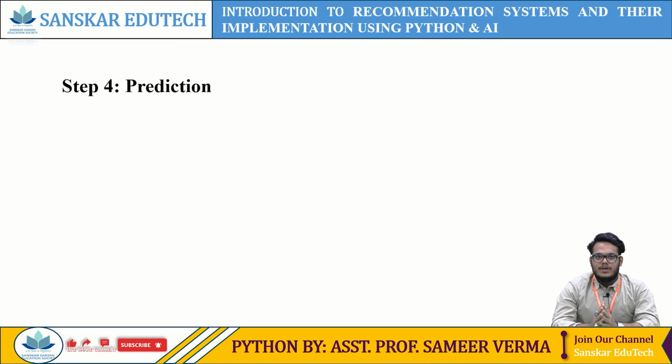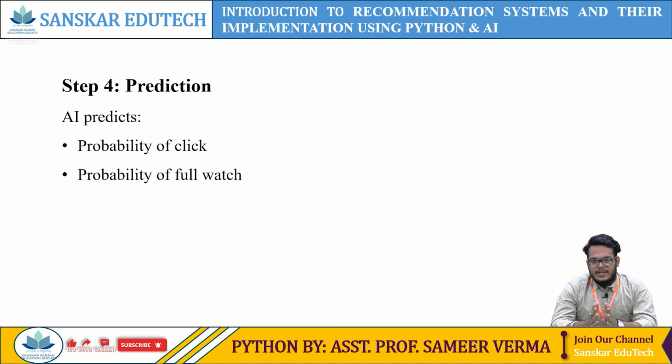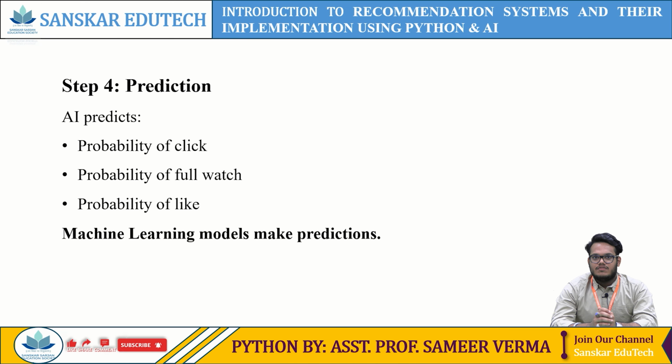Now the last step, prediction. Now the system moves from matching to predicting. It predicts the probability that you will click, the probability that you will watch till the end, the probability that you will like it. This is where machine learning models come in. These models are trained on historical data using Python libraries. Over time, the model learns patterns such as if a user watches 3 sci-fi movies in a row, there is a high probability that the next movie they watch is of sci-fi genre. That ability to predict is AI.